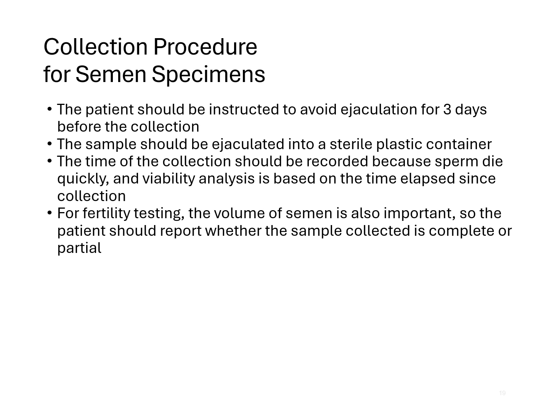Collection procedure for semen specimens. The patient should be instructed to avoid ejaculation for 3 days before the collection. The sample should be ejaculated into a sterile plastic container. The time of the collection should be recorded because sperm die pretty quickly, and viability analysis is based on the time elapsed since the collection. If it's for fertility testing, the volume of semen is also important, so the patient should report whether the sample collected is complete or partial.